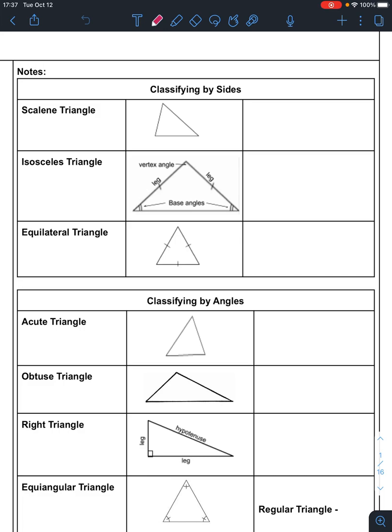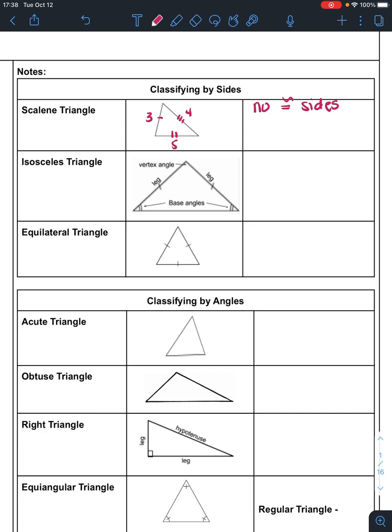So we have a scalene triangle. A scalene triangle has no congruent sides, no sides that are the same length. You might have it marked like this, or you might have it marked like this, where your side lengths are all different. But a scalene triangle has no congruent sides.